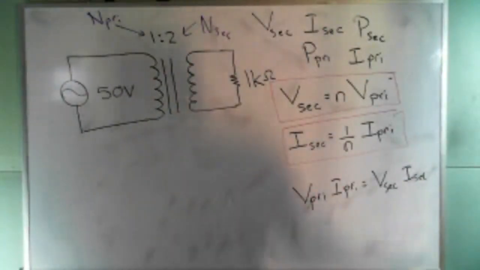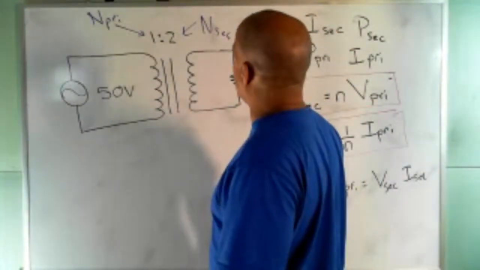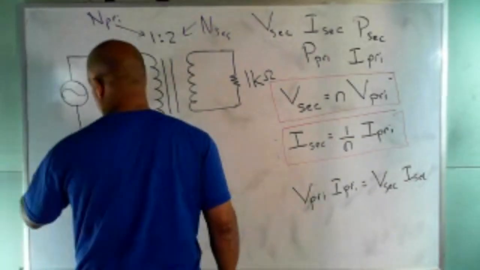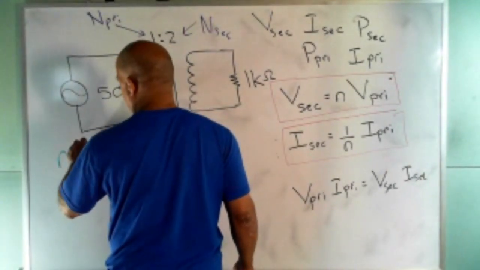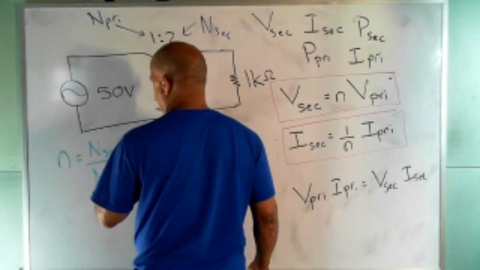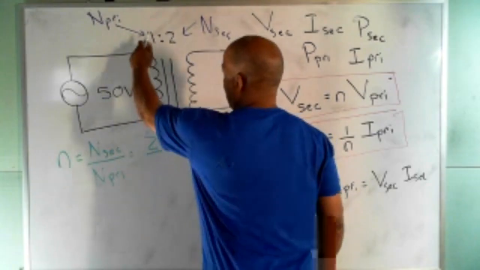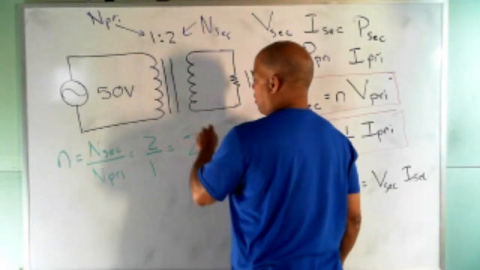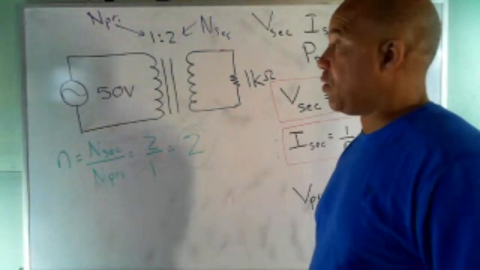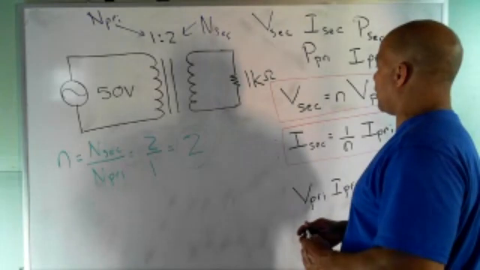All right, let's go ahead and do this real quick. So the first thing we've got to do is figure out our turns ratio. As I said before, the definition for turns ratio is N sec over N pri. Our N sec is 2 right here, so we've got 2 over 1. So we get 2 for our turns ratio. Since it's greater than 1, we know that this is a step-up transformer. And then we can get V sec using the transformer equation right here.